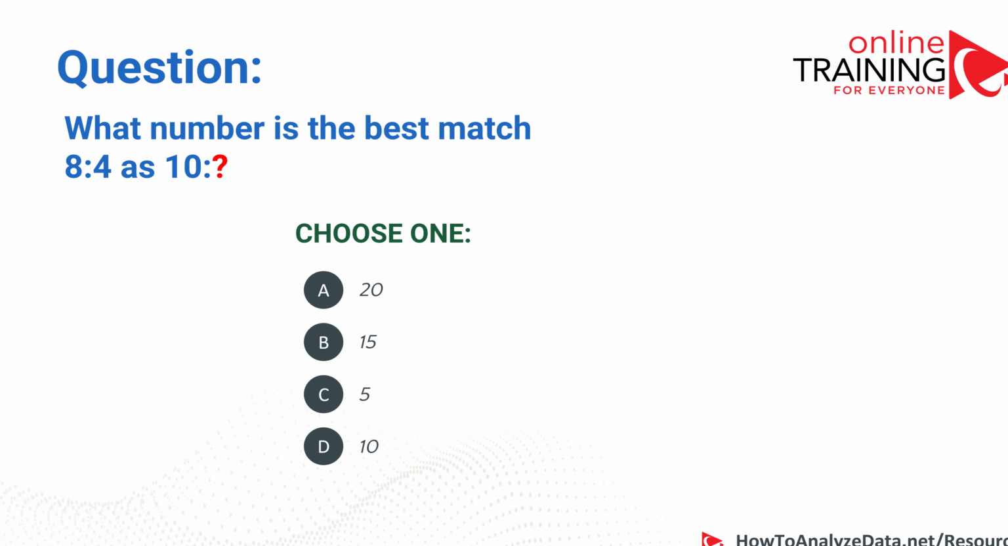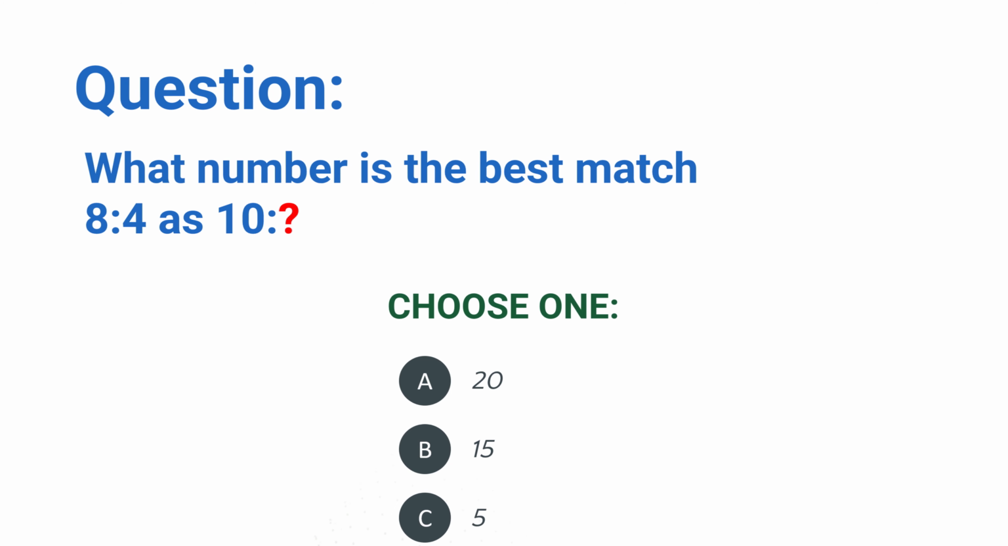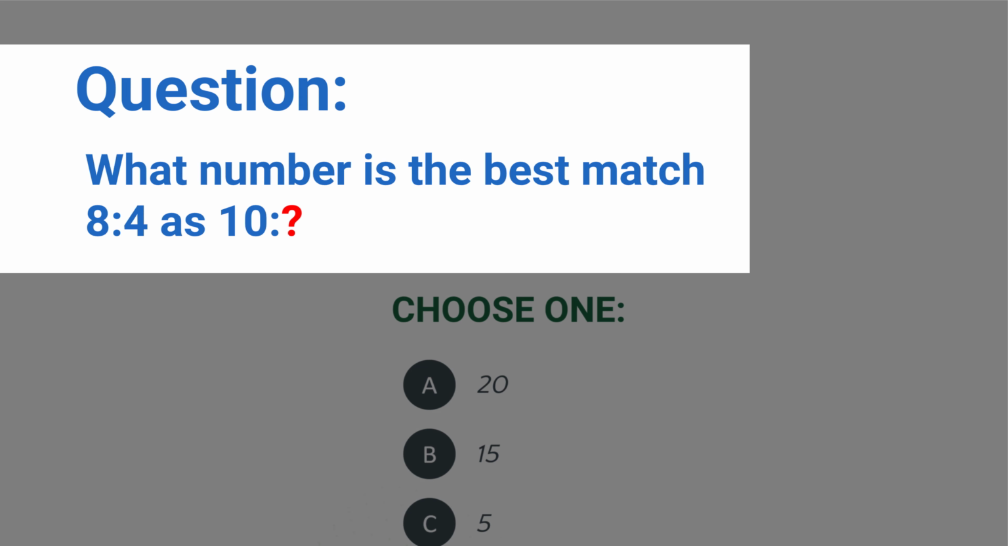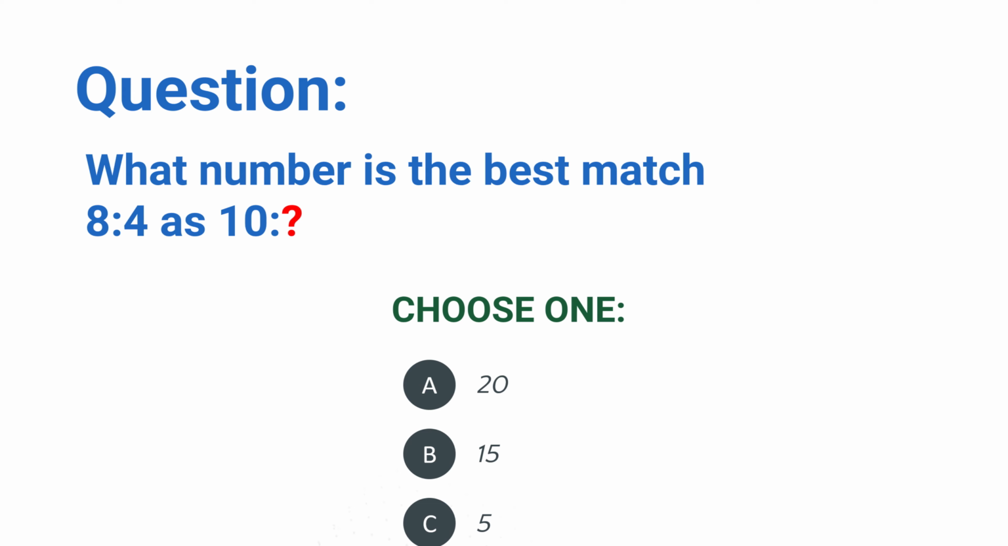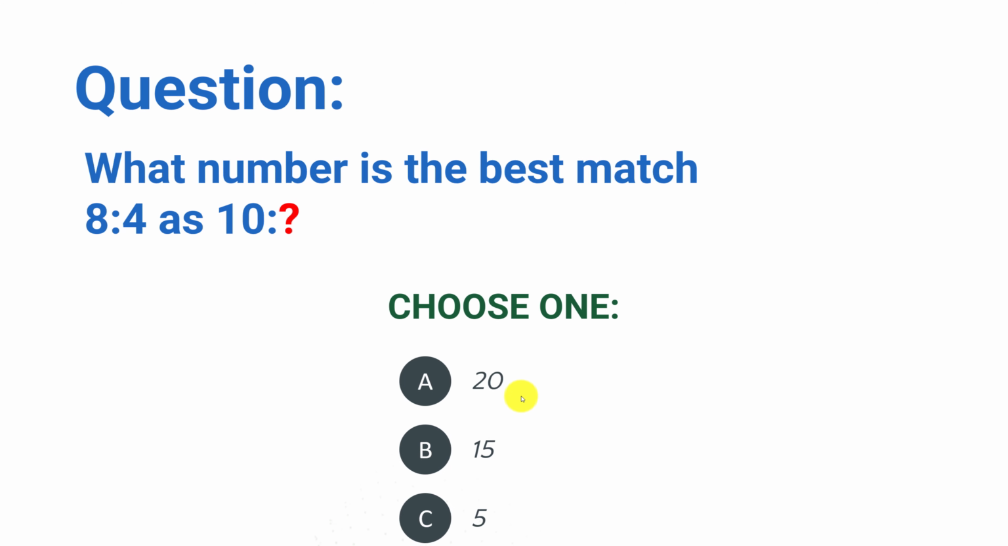So let's look at another tricky question. What number is the best match? And we have 8 to 4 would be 10 to question mark. So what do you think is the right one here? Let's look at the answer.